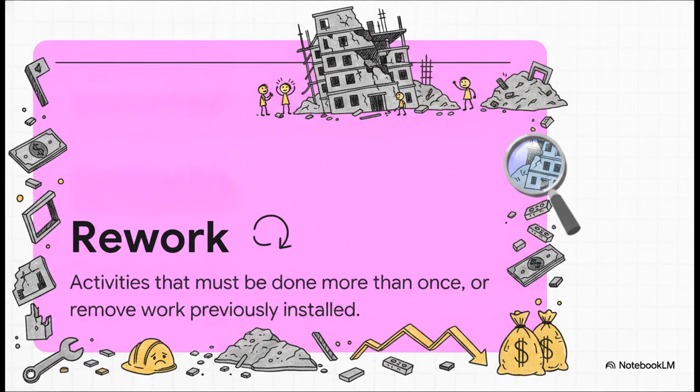Now, what's really interesting about this slide is we're shifting our focus below the surface. We're moving from the public, highly visible failures into a massive internal financial drain. The standards track this using a specific metric, IFN 250A.1, which measures the amount of defect and safety-related rework costs. Rework is formally defined here as activities in the field that must be done more than once, or activities that remove work previously installed. Just imagine the sheer agony of this for a second.